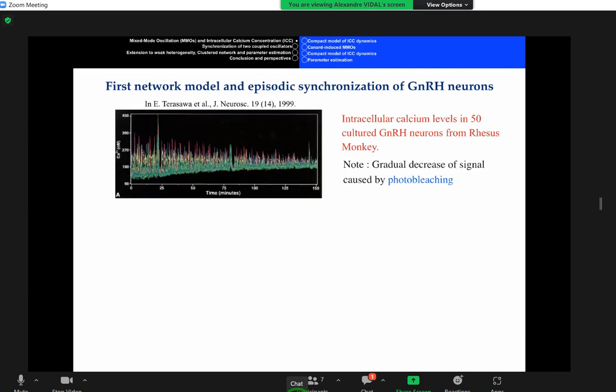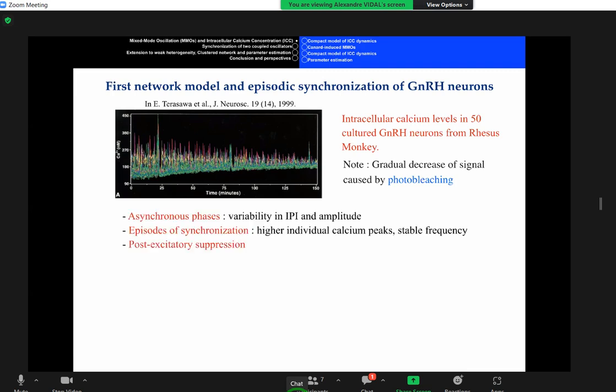What we obtain is the following simulation. Just one thing about this experimental data: the gradual decrease of the signal is not something that we expect in nature. It's caused by photobleaching, meaning the decrease of the fluorescence in the neurons. So the baseline tends to increase, and the amplitude of the ICC obtained through fluorescence imaging tends to decrease.